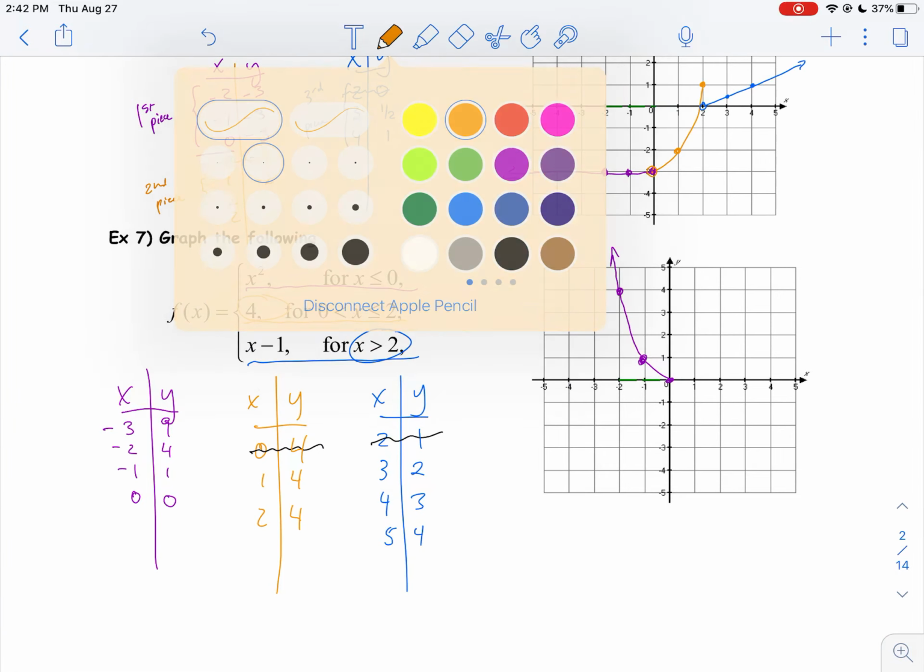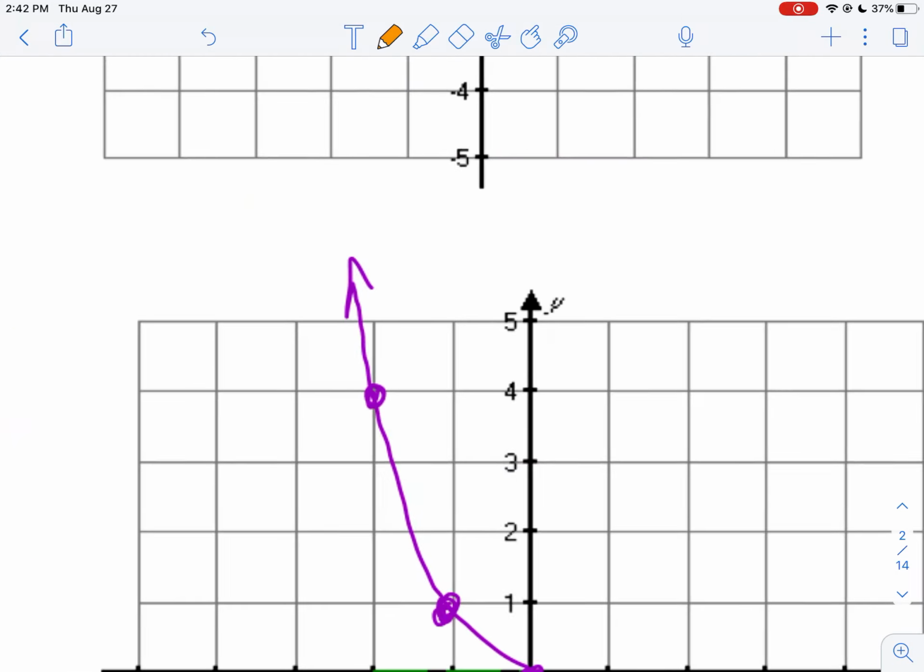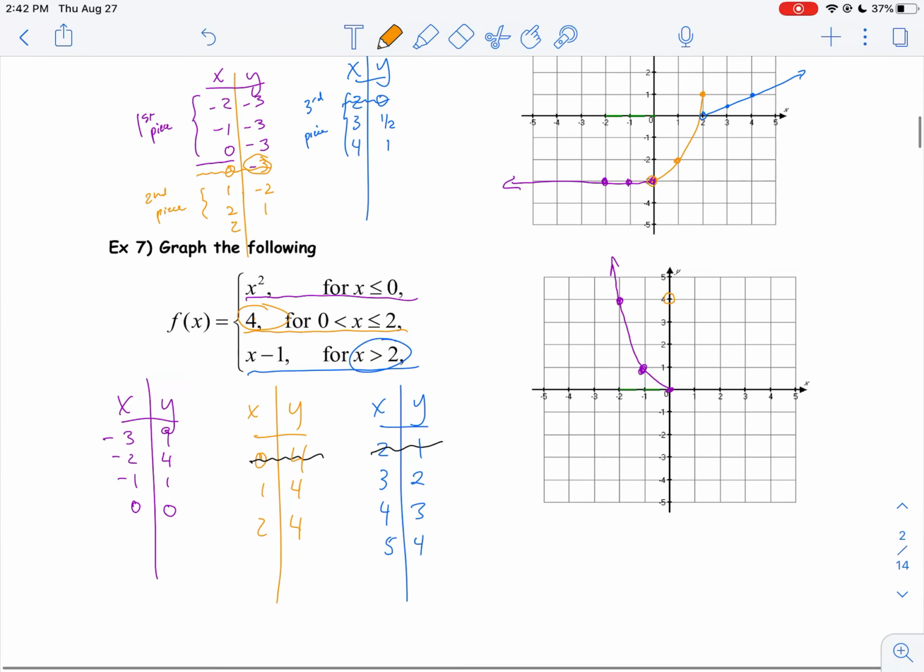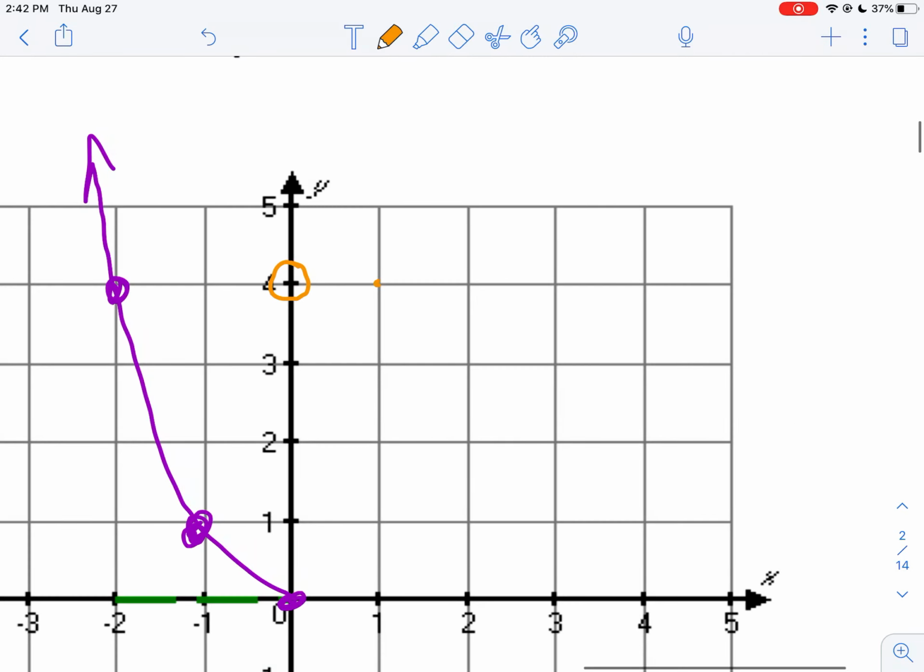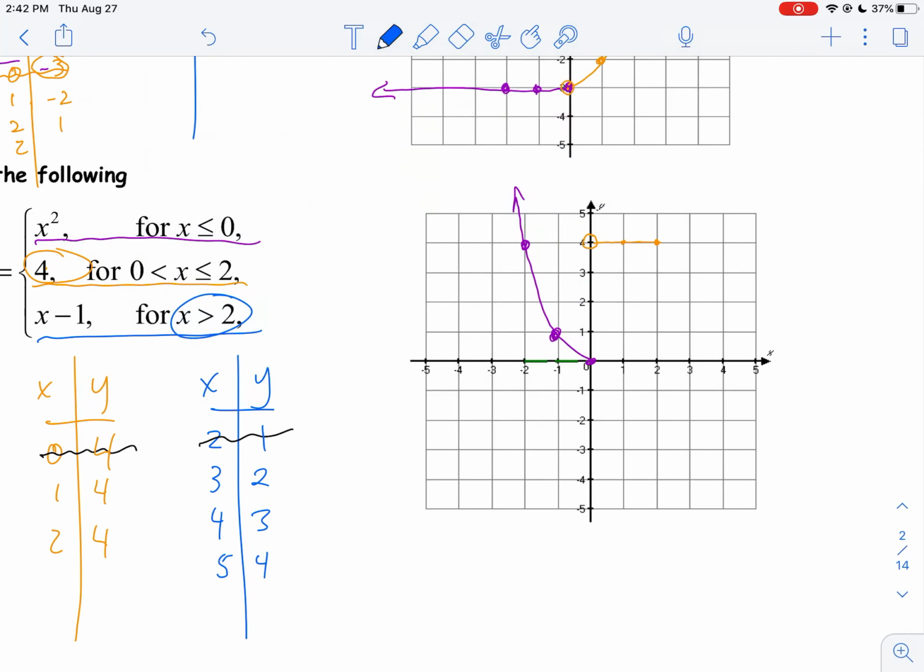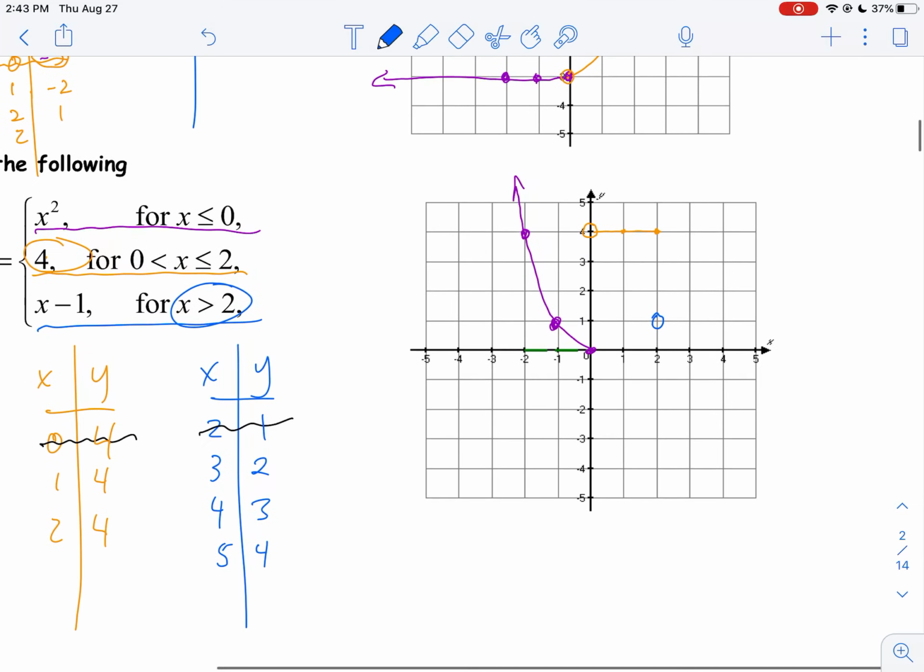Now for the orange points, I'm going to have an open circle at 0, 4. I want that to be open, like really open. There we go. No confusion now. 1, 4, and 2, 4. And these are closed. And then the blue. 2, 1, that's going to be our open circle. 3, 2, 4, 3, and 5, 4.